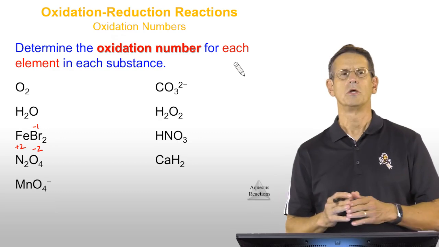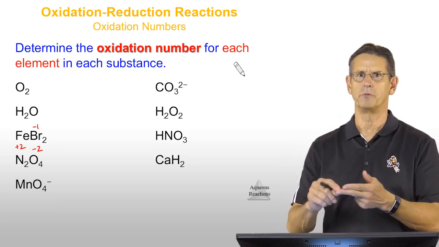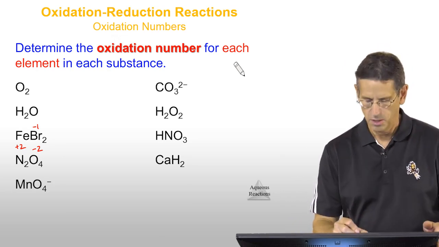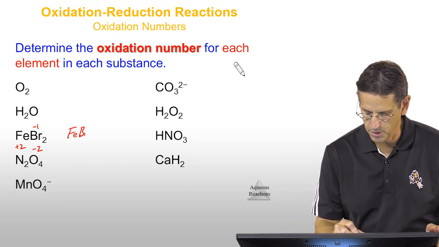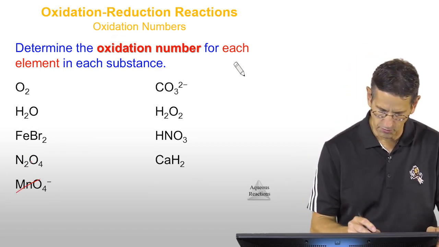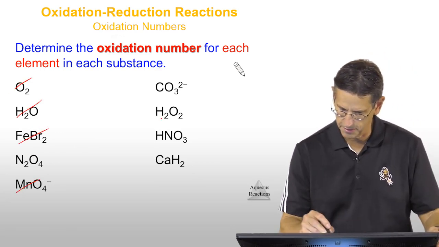Iron actually exists most commonly in a +2 or +3 oxidation state. So in other words, if that iron was a +3, we'd have FeBr3. All right.